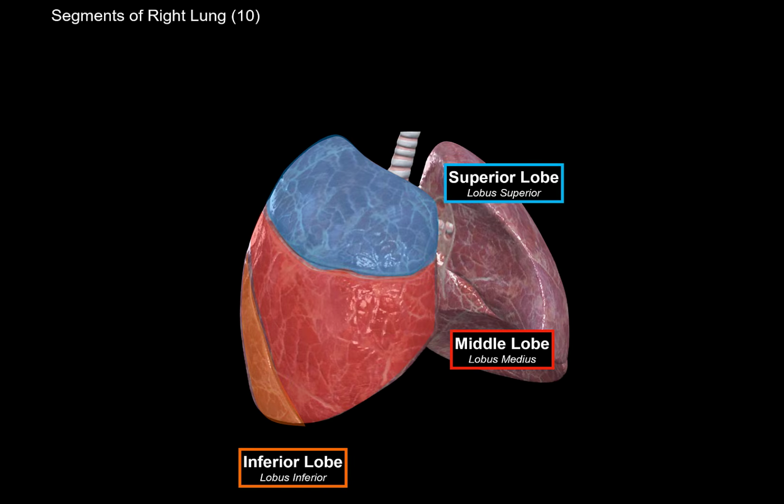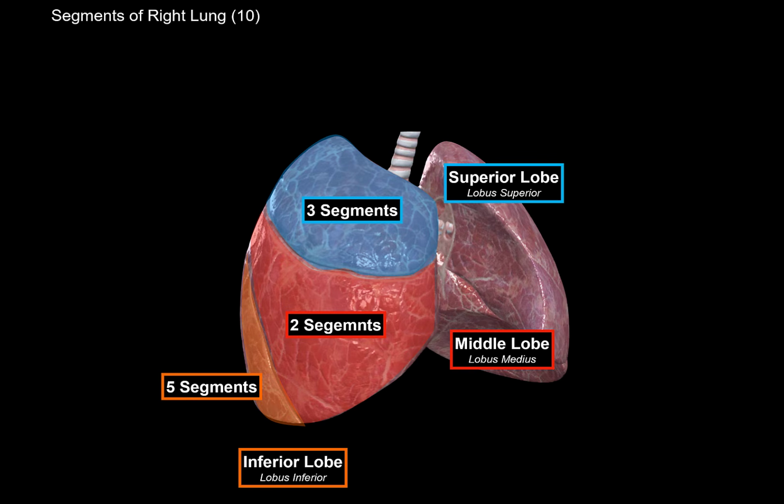Now let's go through the segments on the right lung first and then do the left lung. So the right lung again has a superior, middle, and an inferior lobe. And the whole lung is divided into 10 segments in total. 3 segments for the superior lobe, 2 segments in the middle lobe, and 5 segments in the inferior lobe.